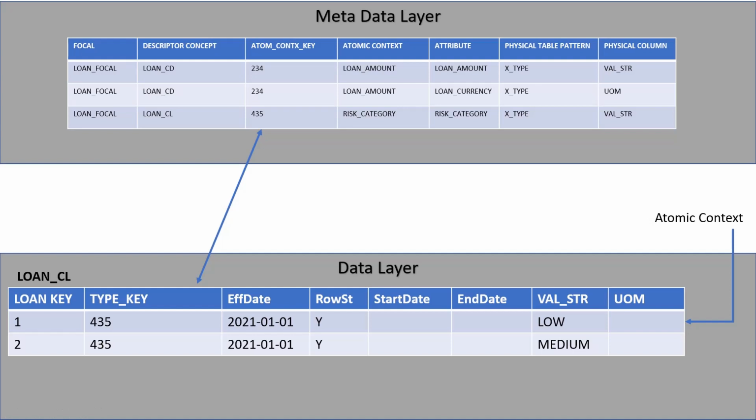Since the atomic context key is always part of the descriptor concept table patterns as a type key, the join to move between the data layer and the semantic model in the metadata layer is always the same. It's a repeatable pattern which is easy to use and often used to create views, functions, and stored procedures on the data layer. So when combining the data layer with the metadata layer, you can replace keys and generic physical column names with a logical representation in a fully repeatable pattern. So let's try that out and see what it can look like.